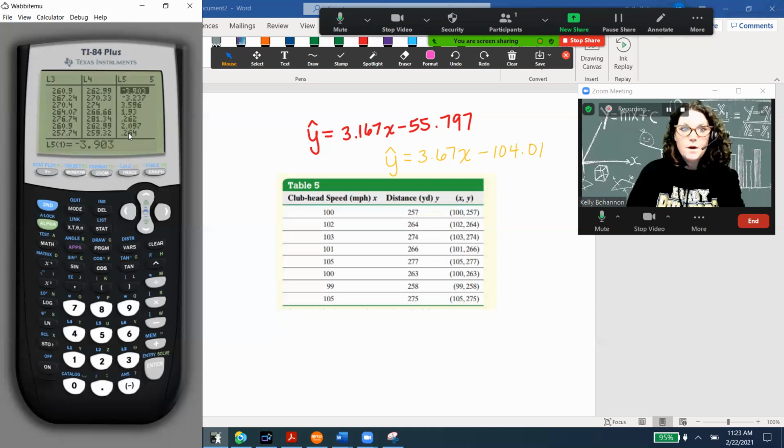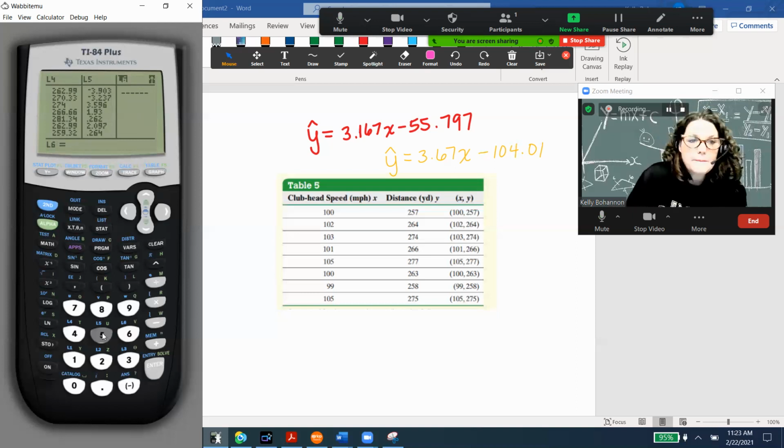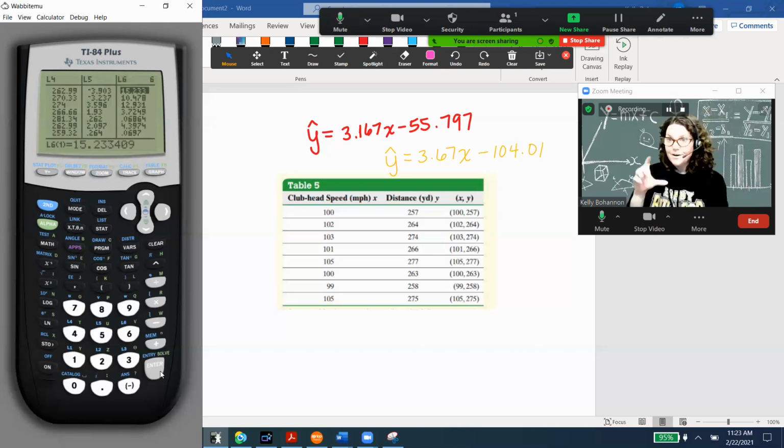So my first dot is 3.4 spaces away. My second dot is 3.2 spaces away, then 3.5. And this dot's almost touching, 0.262. Those are the distances away. Again, I've got positives and negatives, so that's not going to do me any good until I square those values. So I'm going to come over here to L6, and I'm going to square list 5. All right, so now I have squared my residuals.